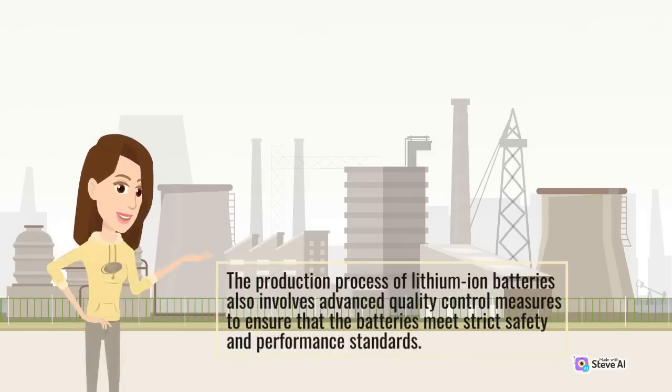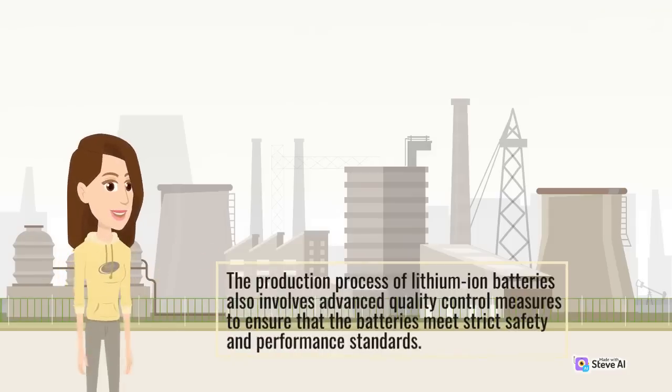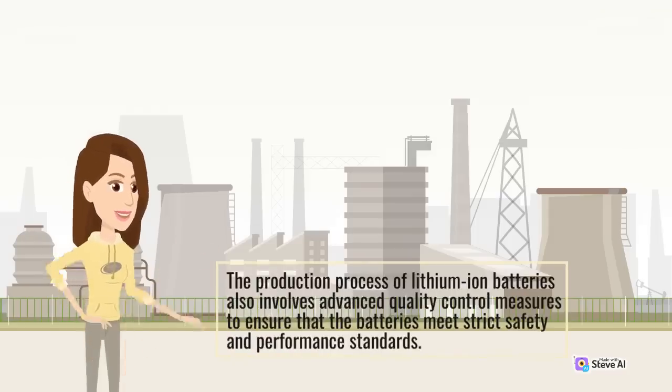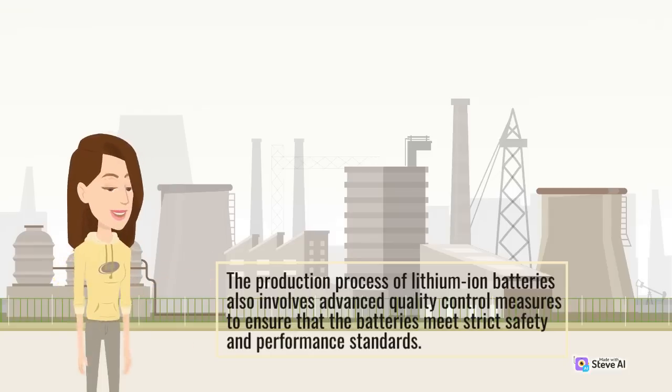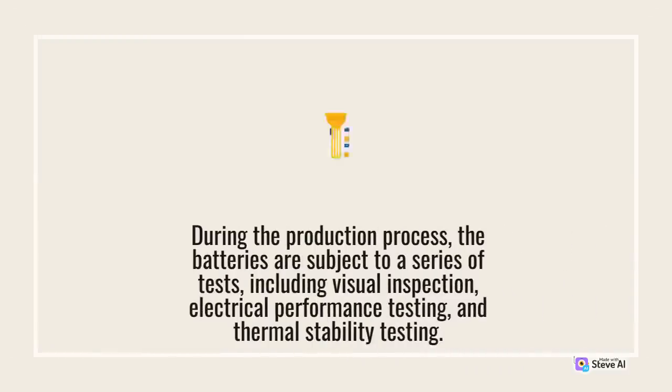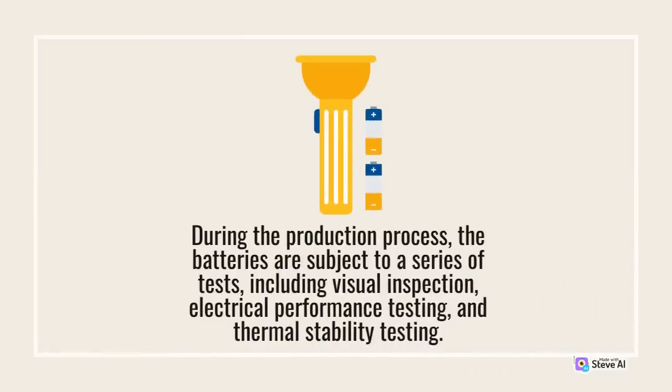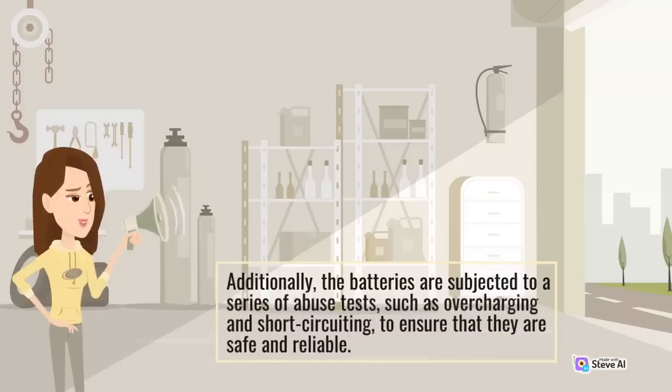The production process of lithium-ion batteries also involves advanced quality control measures to ensure that the batteries meet strict safety and performance standards. During the production process, the batteries are subject to a series of tests, including visual inspection, electrical performance testing, and thermal stability testing. Additionally, the batteries are subjected to a series of abuse tests, such as overcharging and short-circuiting, to ensure that they are safe and reliable.